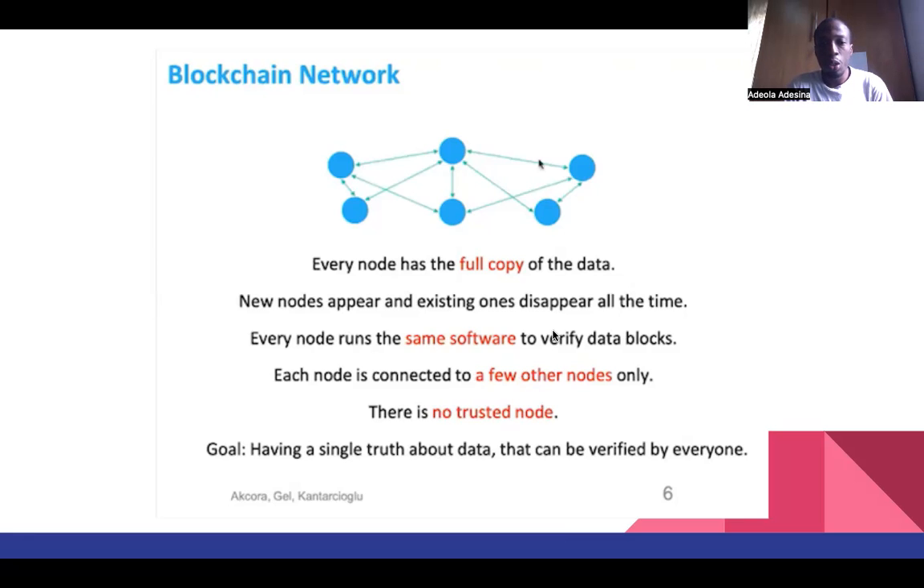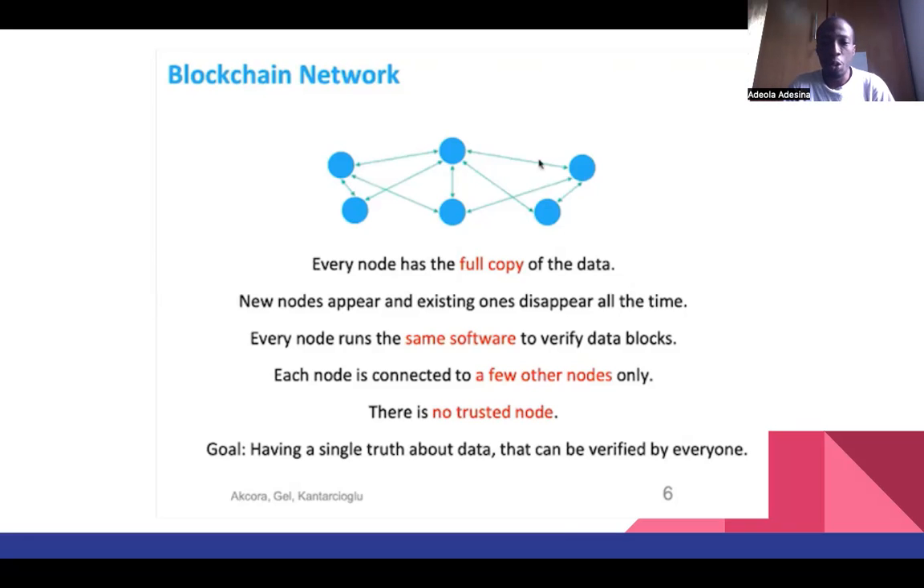Each node is connected to a few other nodes only, right? So, for example, look at this diagram. This node is connected to this guy and this guy. He is not connected to this guy and this guy. So each node is only connected to a few other nodes. It doesn't need to be connected to everybody. It just needs to be connected to a few other nodes, and those few other nodes are connected to a few other nodes, and the system is fine.